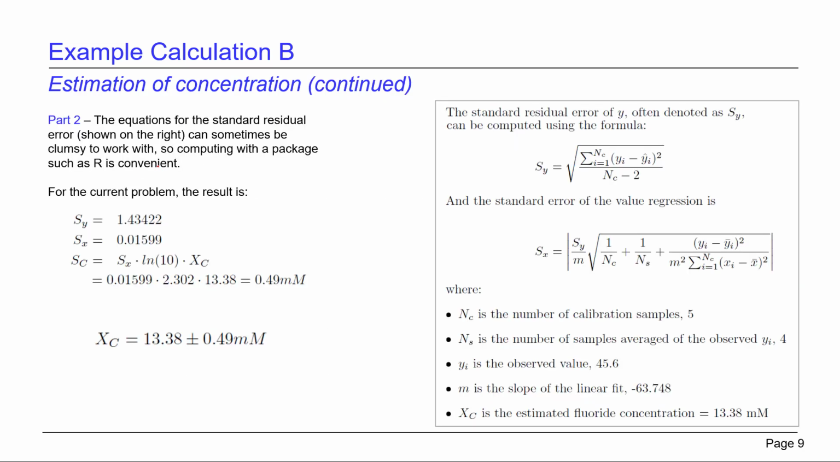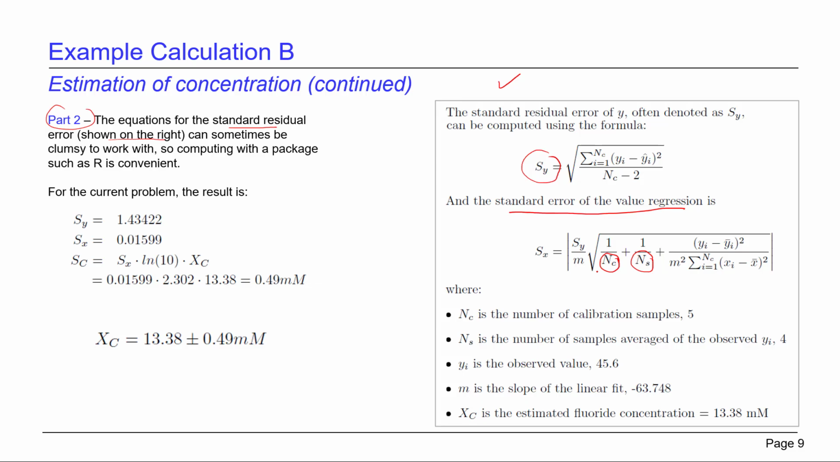Continuing with the calculation, we're going to do the estimation of the concentration. Part 2 is that the equations for the standard residual error, shown on the right over here, can sometimes be very clumsy to work with, so computing with a package such as R is convenient. I provided the equations that you can use to compute the standard residual error of y, and then the standard residual error of the value from the regression. Slightly different. You'll notice that the number of calibration samples is entered into the equation. Sometimes you don't see that. And there is a reference for this, which I believe is posted on Canvas, and you can dig in there.